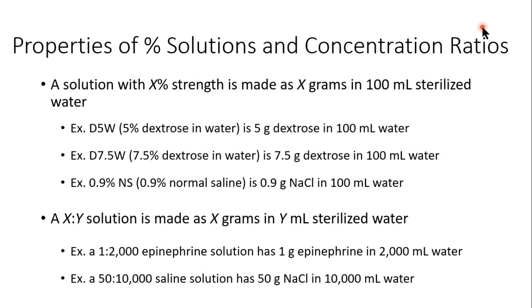Then for ratios, an X to Y solution is made with X grams in Y milliliters of sterilized water. For example, a 1 to 2000 epinephrine solution has 1 gram of epinephrine in 2,000 milliliters of water. And a 50 to 10,000 saline solution means you have 50 grams of NaCl in 10,000 milliliters of water.